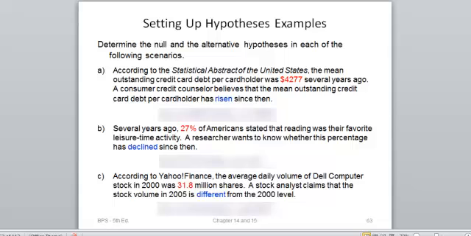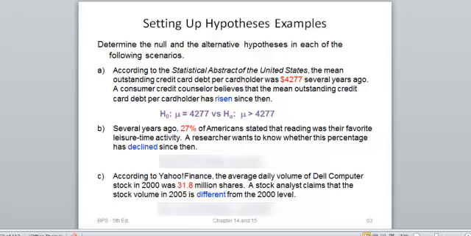So in Part A, according to the Statistical Abstract of the United States, the mean outstanding credit card debt per cardholder was $4,277 several years ago. A consumer credit counselor believes that the mean outstanding credit card debt per cardholder has risen since then. So the null hypothesis would be that mu is 4,277, but we need to test the counselor's claim that the mean has increased from that 4,277. So our alternative is mu is greater than 4,277.